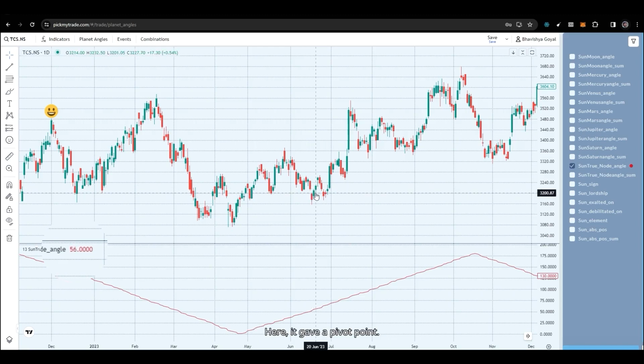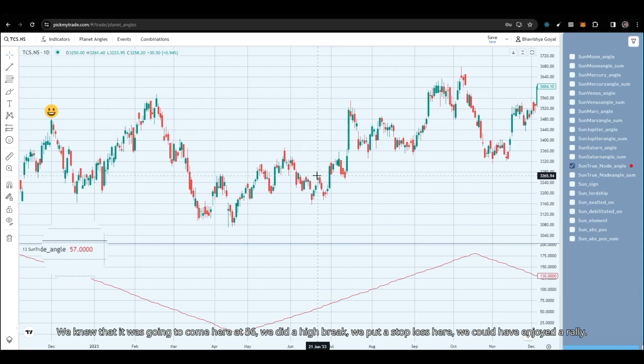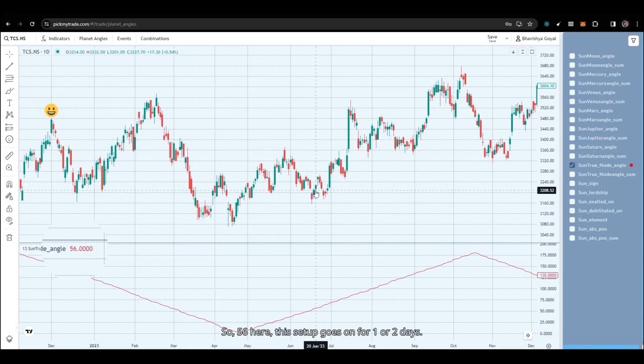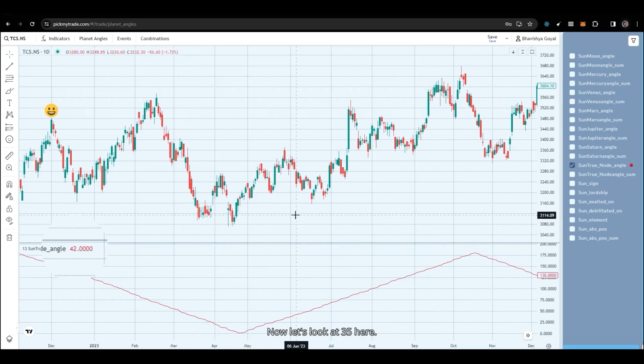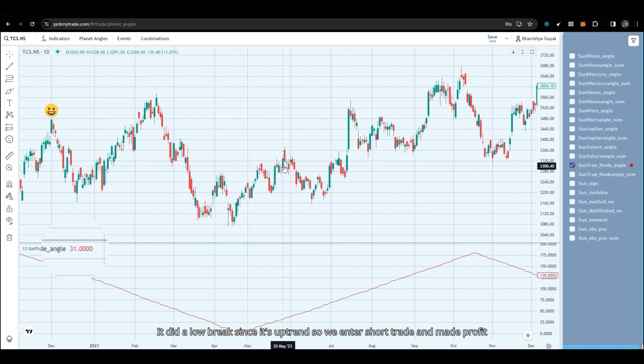Here, it gave a pivot point. We knew that it was going to come here at 56, we did a high break, we put a stop loss here, we could have enjoyed a rally. So, 56 here, this setup goes on for 1 or 2 days. Now it gave a pivot point, 35 and 34. We can say 35, because the pivot was at 35. Now let's look at 35 here. Look at this. This was a pivot point. It did a low break since it's an uptrend, so we enter a short trade and made profit.